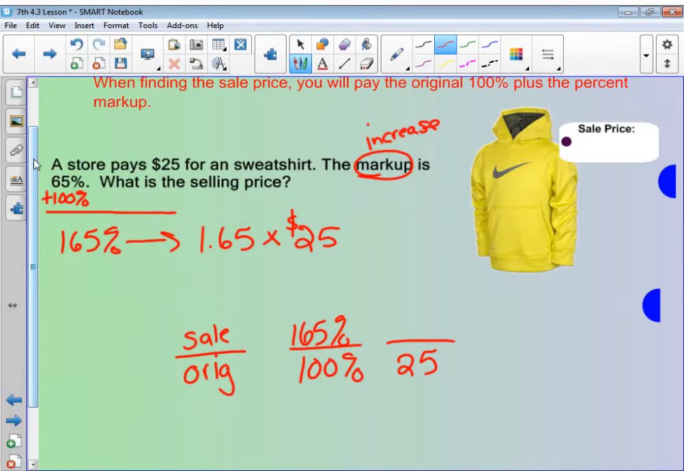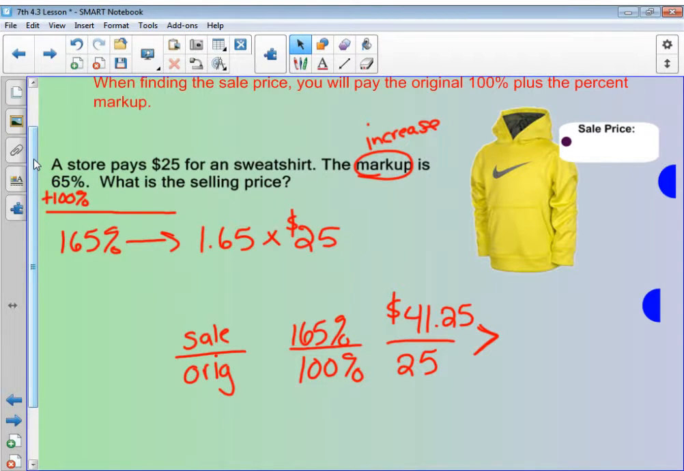Okay, so we're going to go ahead, cross multiply, divide. So 165 times $25, divide that by 100. And when I do that, I get $41.25. Okay, so that's what I'm going to sell the sweatshirt for, $41.25. So I'm going to make a profit of $16.25 on each sweatshirt. And the way that I did that is I subtracted between those.